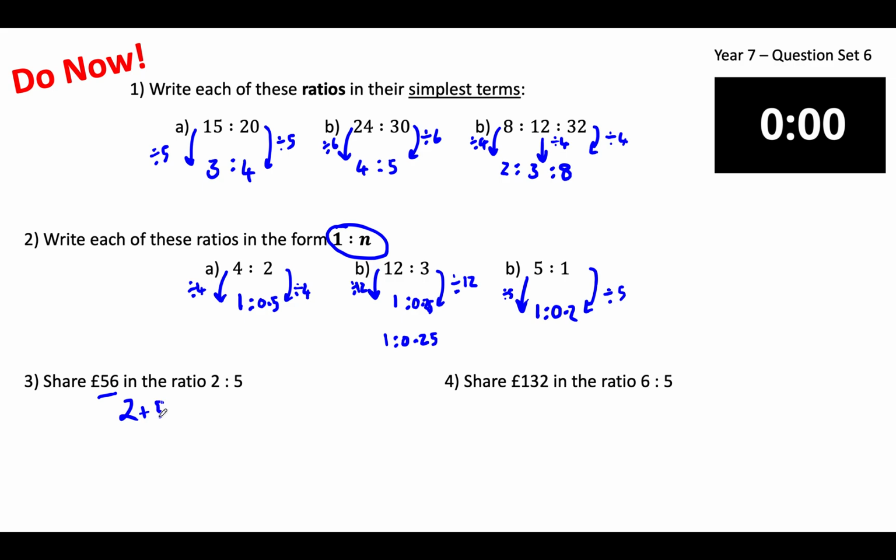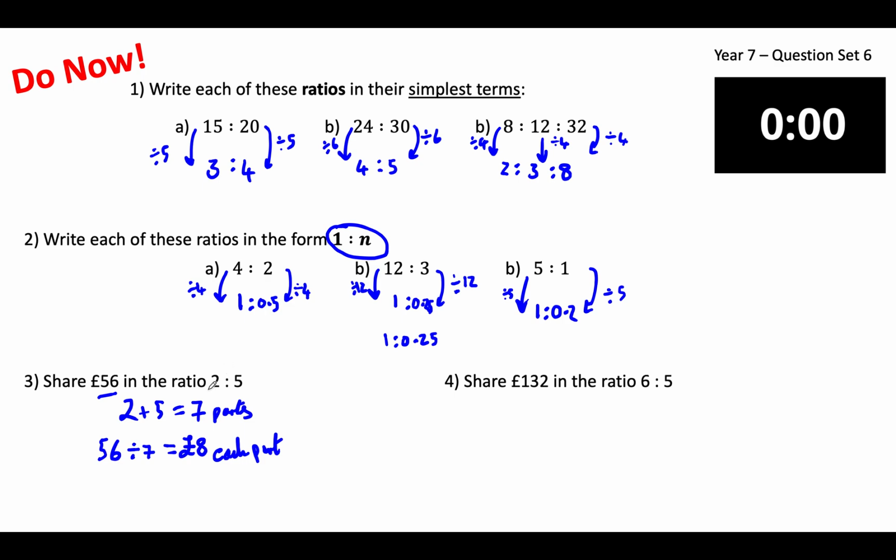Right, share this amount in a ratio of 2 to 5. Add, divide, multiply. Add up your ratio, because I need to know how many parts there are in my ratio. There's 2 on this side, 5 on the other. That's a total of 7 parts. Now each of those parts will be equal, because that's how ratio works. It's all like equal shares. So we take our 56 and we divide it into those 7 equal parts to find out how much is in each part. Well, how many 7s in 56? There are 8 7s in 56. So that is what each part is worth.